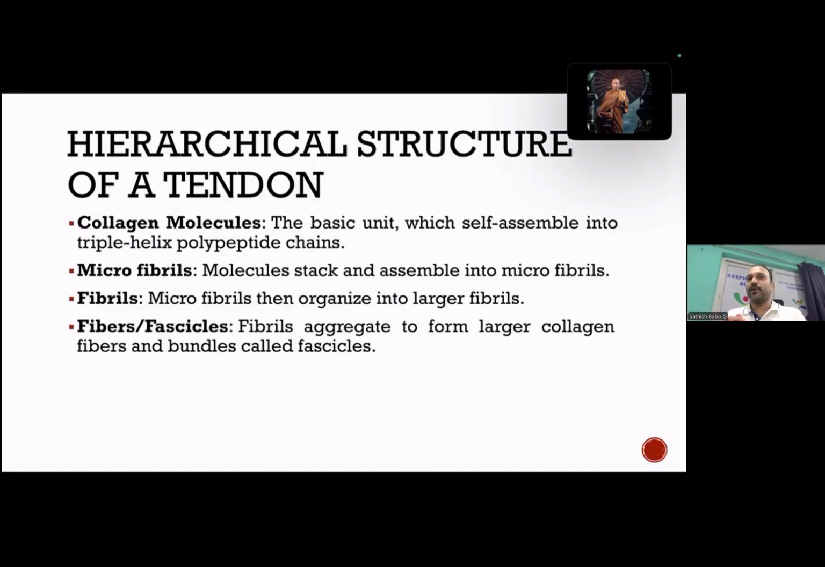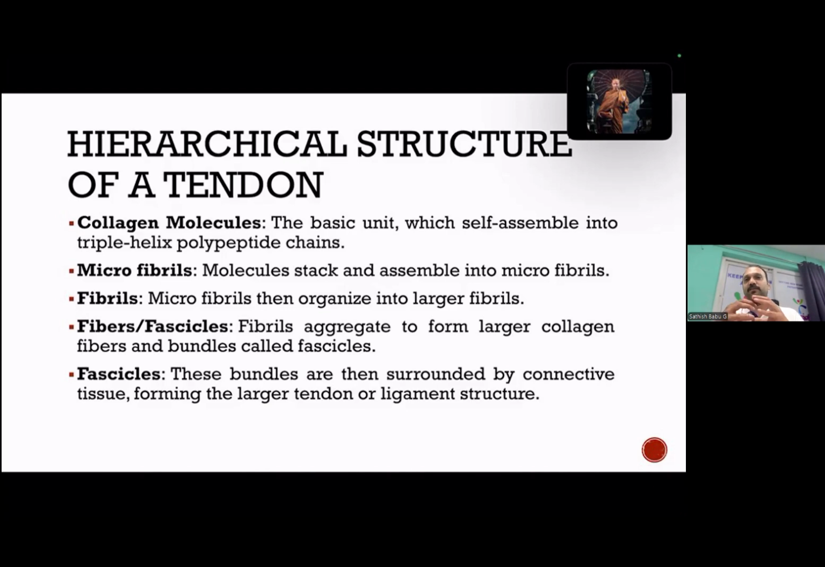And then the microfibrils into fibers or fascicles. The fibrils aggregate to form larger collagen fibers and bundles, which are called fascicles. These fascicles are bigger bundles, which are then surrounded by connective tissues. These are the connective tissues which you saw in the tendon. The bigger connective tissue forms a larger tendon or ligament structure.